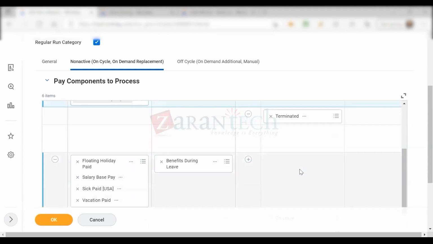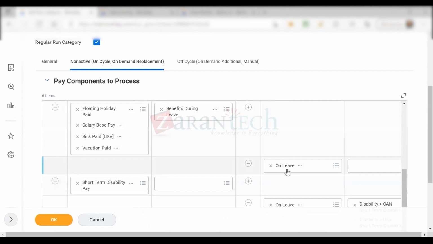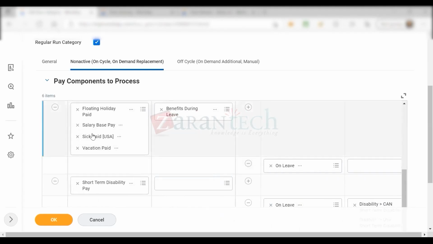Now, third thing, again, we can see that when an employee is on leave, and what kind of leave? There is no leave type mentioned. That means this is applicable for every single leave type we have in our tenant. So it is not specific to disability, not specific to long-term disability, not specific to paternity or maternity. If an employee is on leave, we want these earning codes to be paid. And what are those earning codes? Floating holiday, salary-based pay, sick pay, vacation paid.